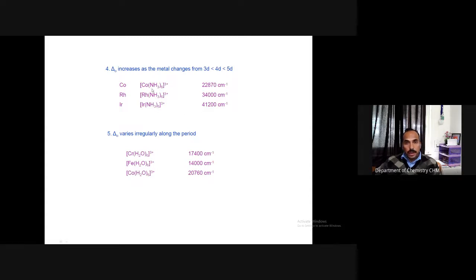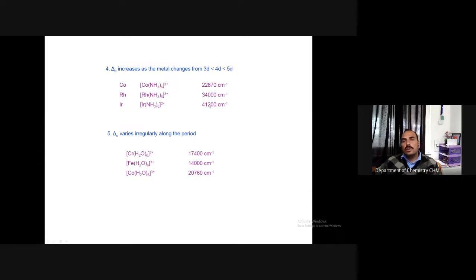Cobalt hexammine, 22,870, rhodium, iridium. We already have discussed this example. I told you that 3d has more repulsion than 4d and 5d. So it's easy to pair up the electrons in 4d and 5d. The splitting is higher.